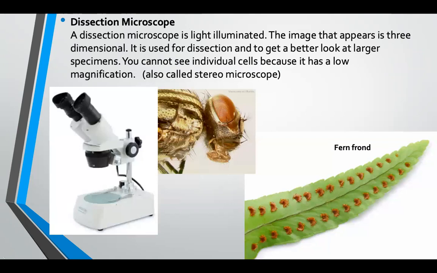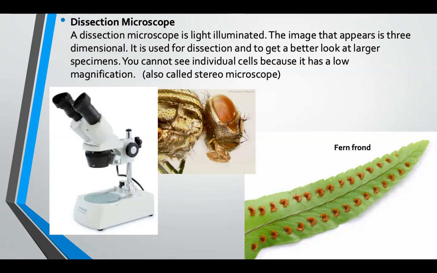The dissection microscope is also light illuminated, so a light shines down on top of the specimen. The image that appears is three-dimensional. It's used for dissection and to get a better look at a larger specimen. You cannot see individual cells because it has a very low magnification, so you would actually put maybe an insect or a leaf underneath the dissection microscope.